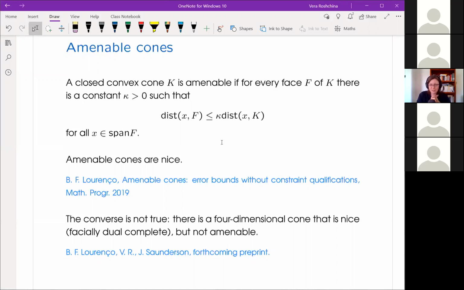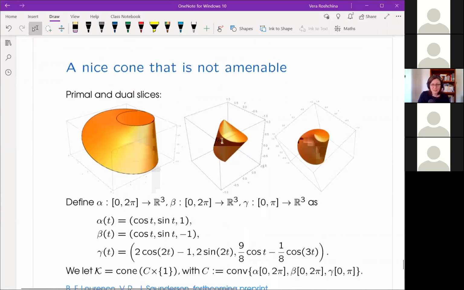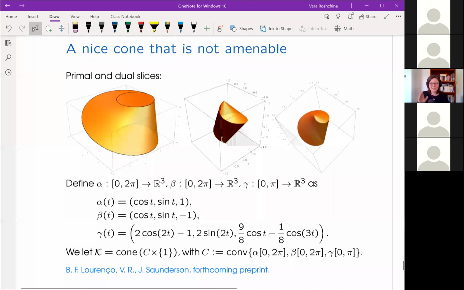However, we have figured out that that property is also not equivalent to niceness. We found a 4-dimensional cone that is nice, but not amenable. So things are only getting more complicated. This is our example. I'll just spend 1 minute explaining this, because I think it's very cute to look at the structure of 4-dimensional sets and see how we can think about the structure of 4-dimensional cones using 3 dimensions.